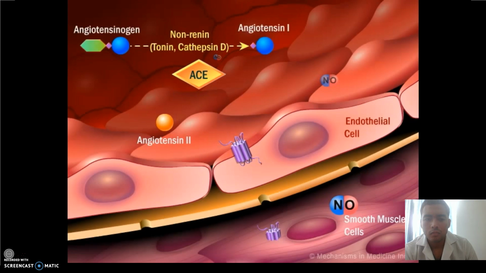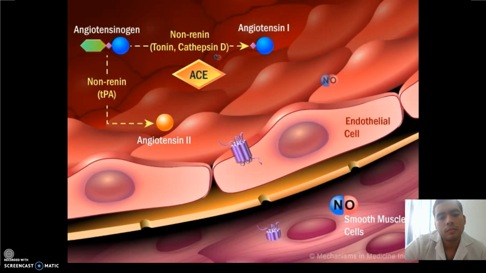In non-renin pathways, enzymes like tonin and cathepsin D release angiotensin 1 from angiotensinogen, and tissue plasminogen activator, or TPA, can make angiotensin 2 directly from angiotensinogen. This bypasses the midway production of angiotensin 1. Enzymes like chymase can form angiotensin 2 from angiotensin 1 via an ACE-independent pathway.